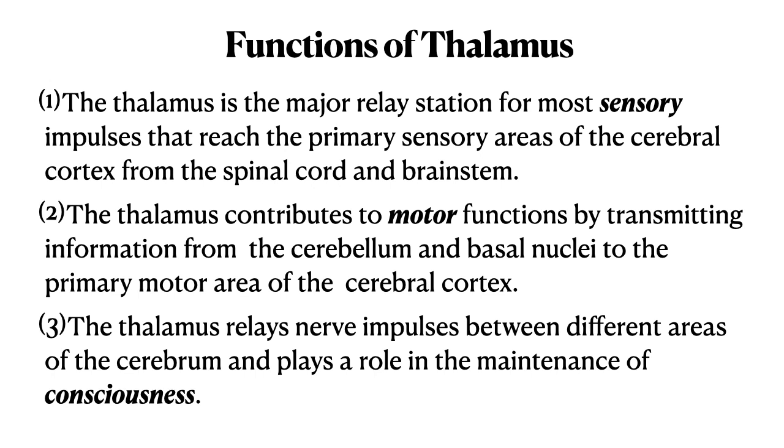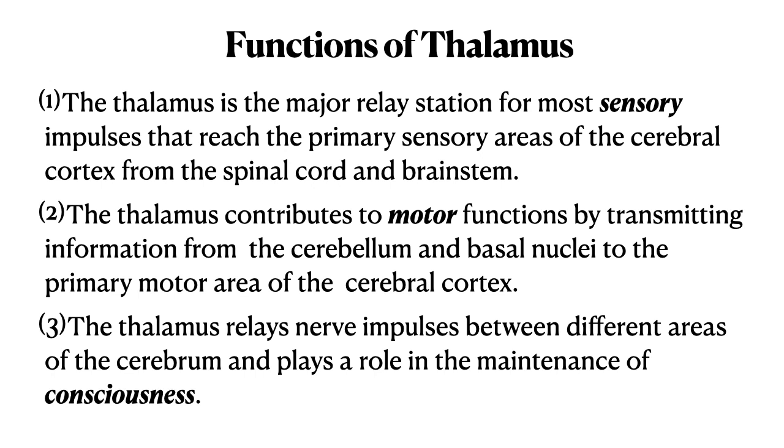The functions of the thalamus. The thalamus is the major relay station for most sensory impulses. Therefore, when the sensation or the sensory afferent or the sensory impulses are sent to the brain, they have to go to the thalamus first, and then the sensory impulse will be sent to the cerebral cortex. So it is called a relay station for sensory impulses.